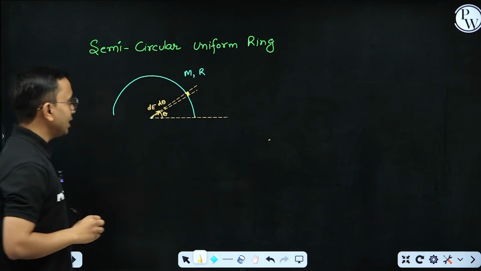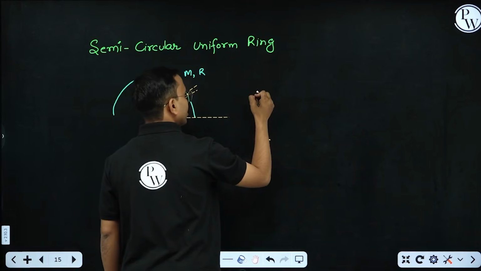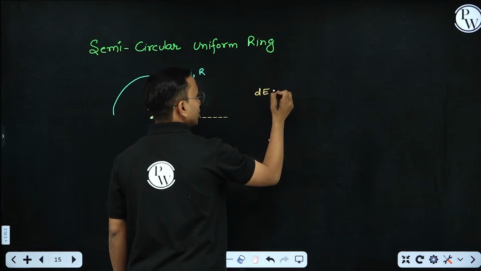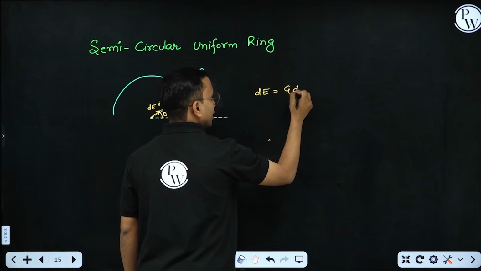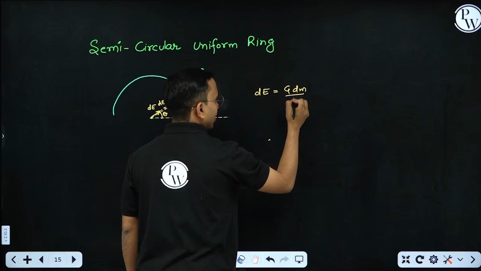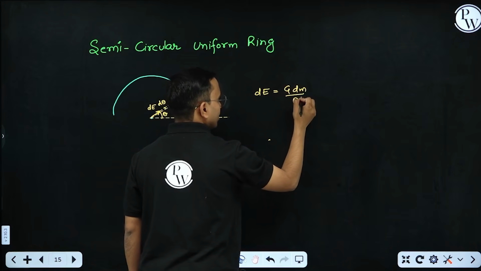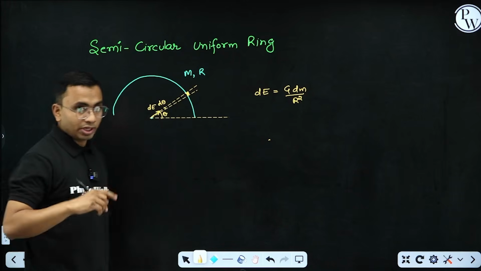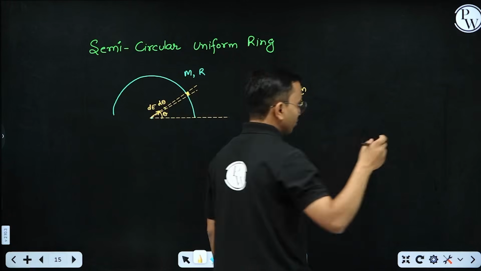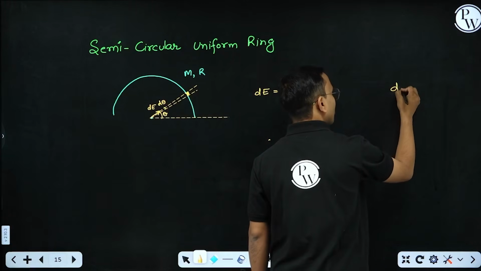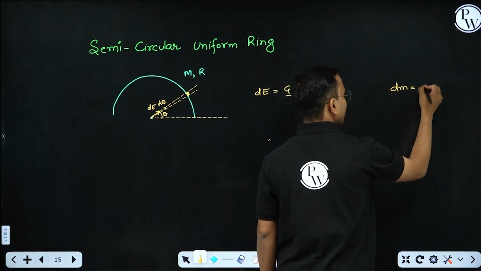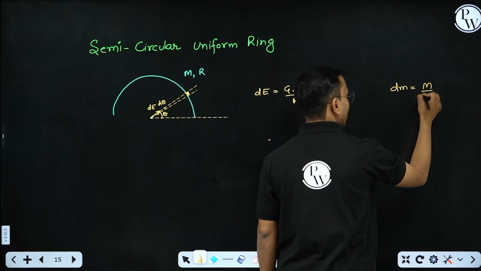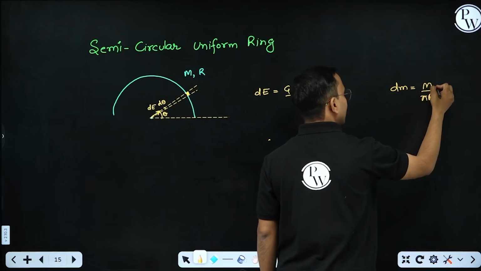So how much will be dE? We will say dE is equal to g dm divided by the distance squared. Distance is r, so r squared. First of all, I need to write dm also. Here mass is distributed along the length. So what will be dm? dm will be mass per unit length, m divided by the total length, that is pi r, into the length of the small arc.